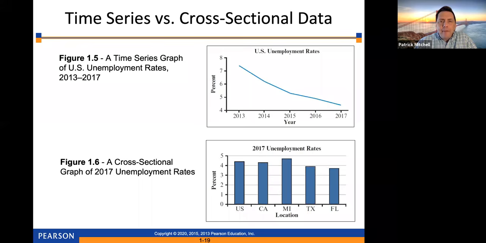Here we have a time series graph of US unemployment rates, 2013 to 2017. And below that, I have a cross-sectional graph of 2017 unemployment rates. We're going to be talking more in chapter 2 about different kinds of graphs and when each one is appropriate to use. But that gives you a little flavor for that, I think.